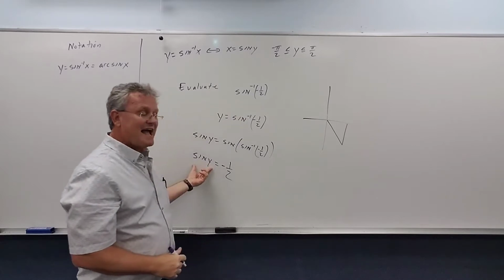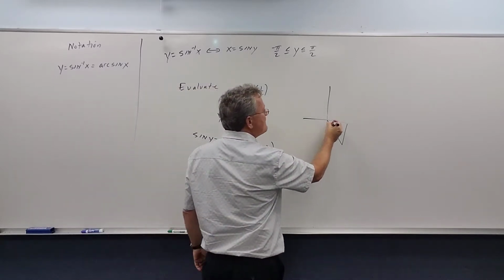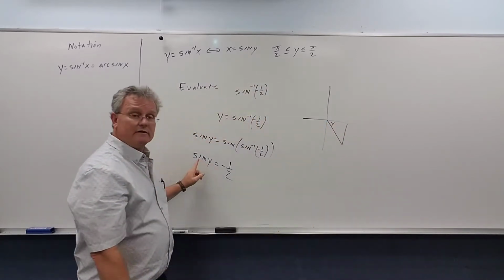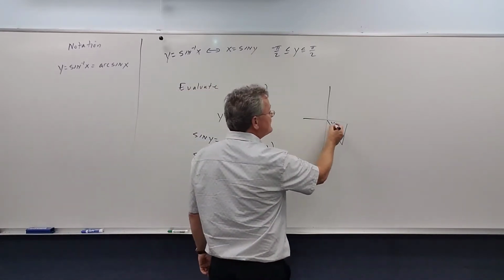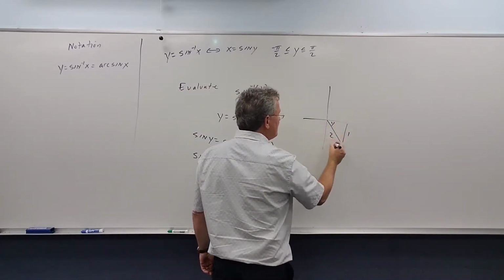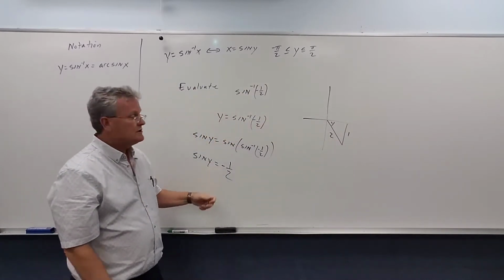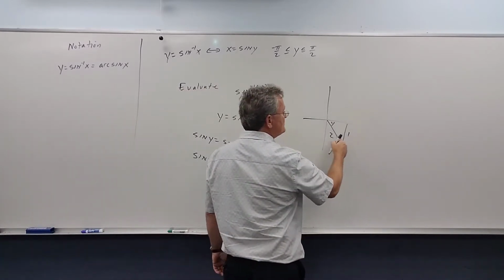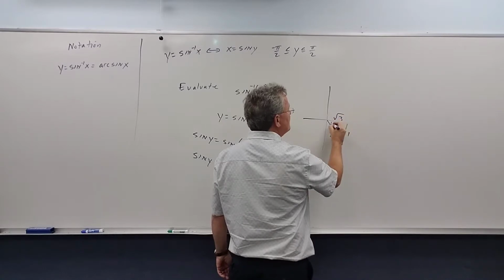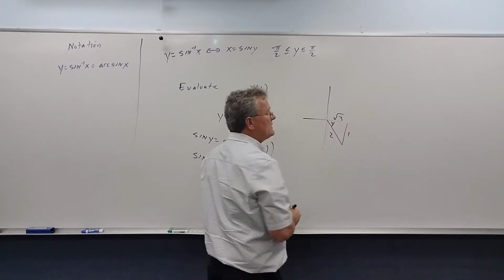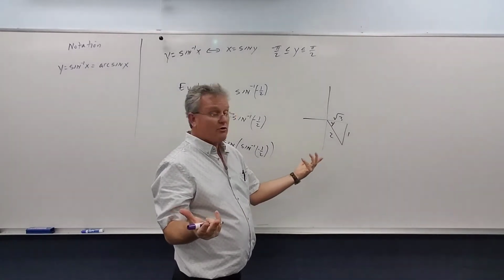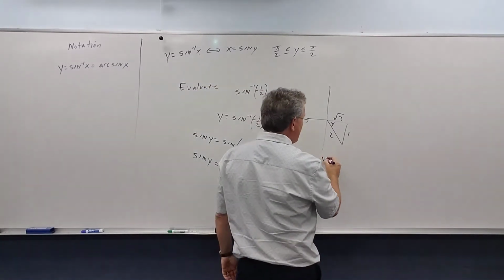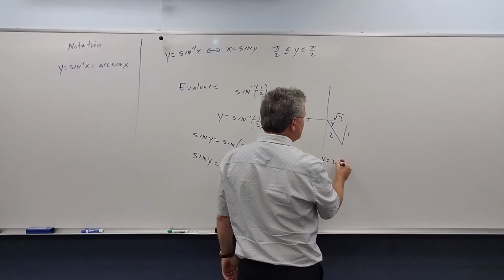Let's call this angle y. The sine of y, by definition of sine, sine is opposite over hypotenuse. And this is our 1, 2, square root of 3 triangle. Opposite 1 is 30 degrees. So we know y here is 30 degrees.